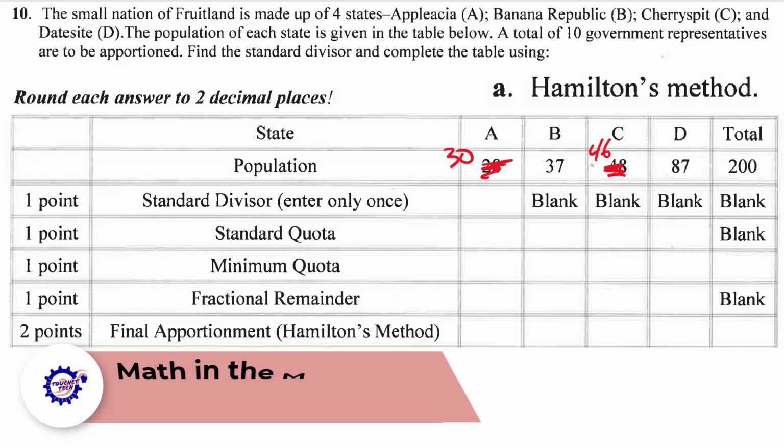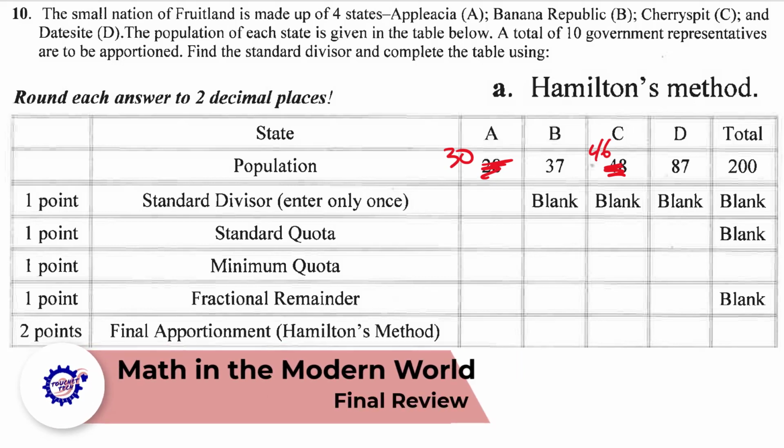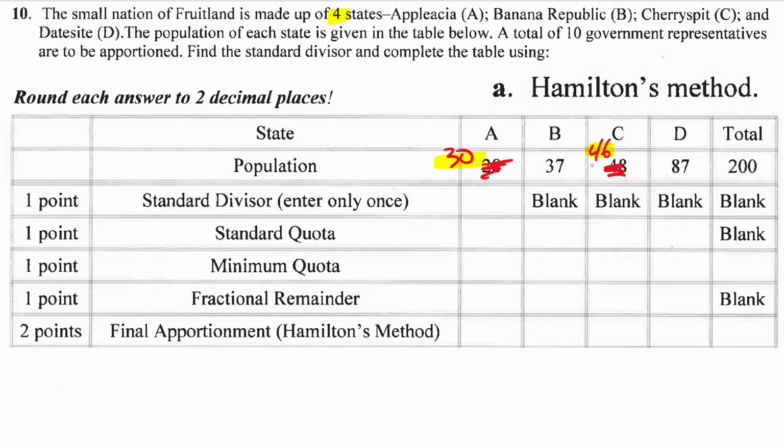All right, let's take a look at this apportionment problem. We've got a small nation with 4 states, and the population is given in each below. A quick thing, the version that you have at home has a different value for each one of those populations. We have to make a small change for a couple of interesting reasons, but we're going to use 30 for A and 46 for C. We've got a total of 10 representatives to be apportioned here.